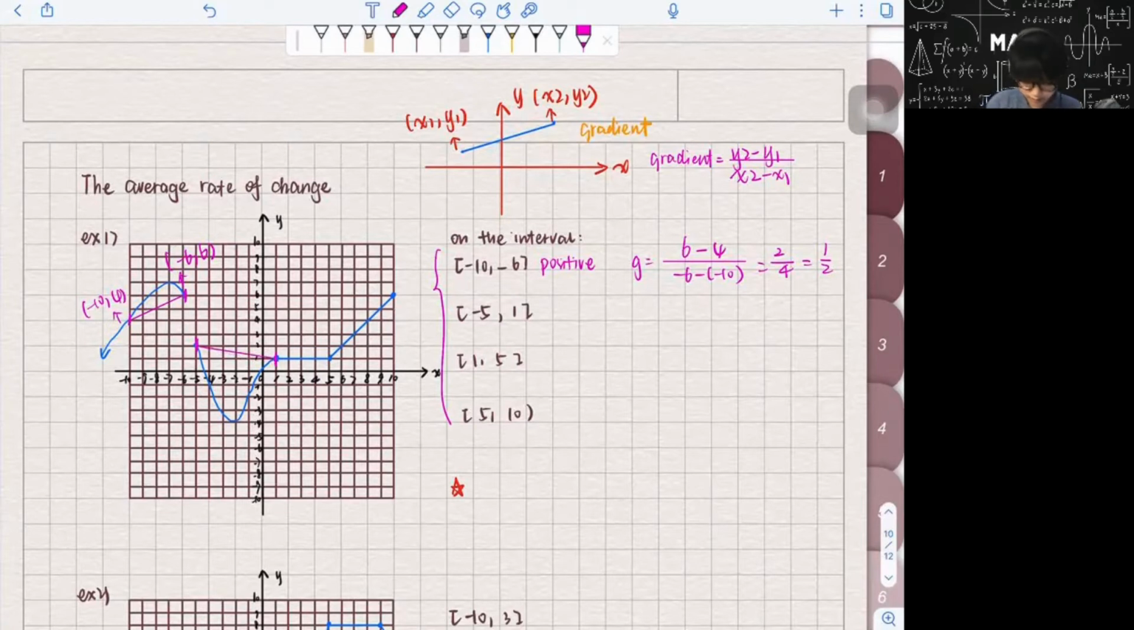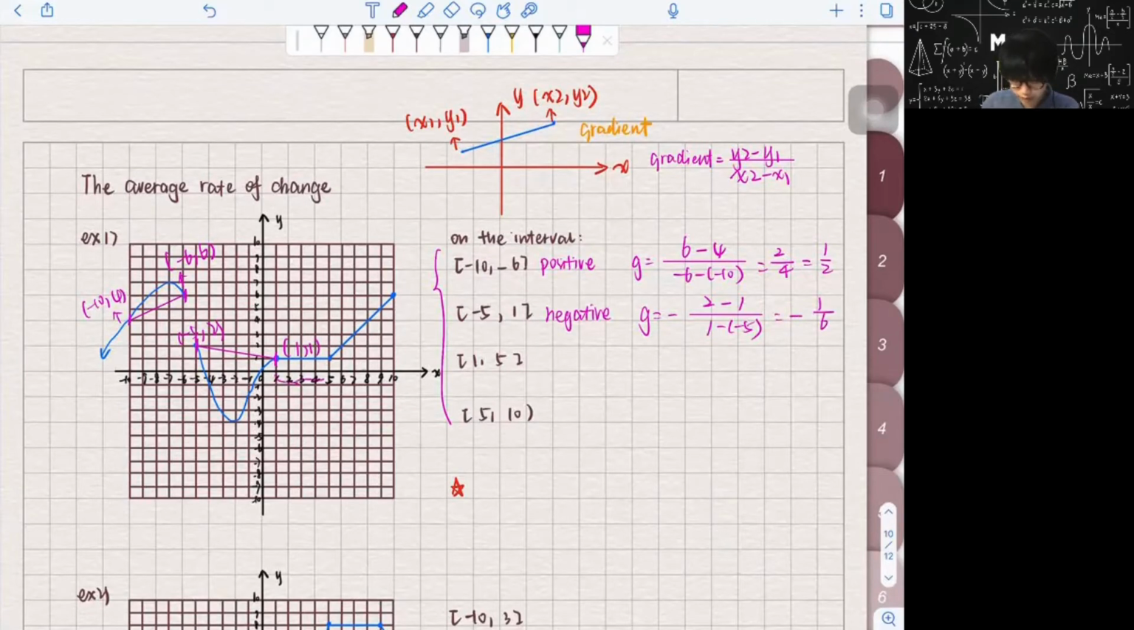let's connect them. This point is -5, 2, and this point is 1 and -2. The average rate of change here is negative, and its gradient is -2 subtracts 2 over 1 subtracts -5. So it is -4 over 6.